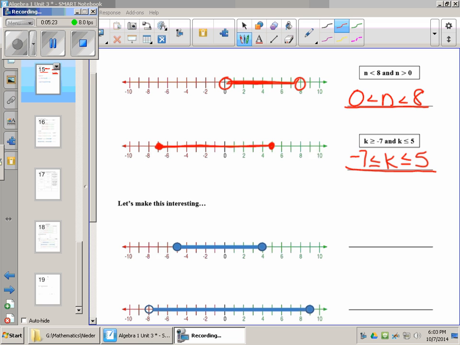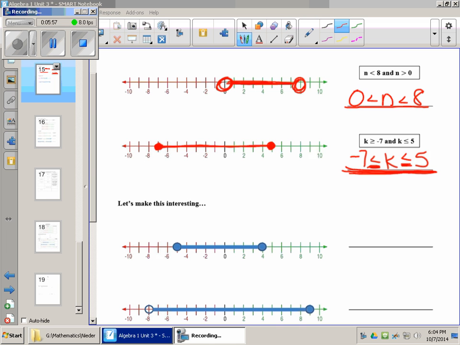All right, so check your answers there. n is greater than 0 and less than 8, so that's all these numbers between 0 and 8, but then notice they are open circles here because we're not including those endpoints, okay? And on this one down here, we've got k is greater than or equal to -7 and less than or equal to 5, so that's all numbers between -7 and 5 here on our graph. Notice the solid circles. Make sure you have solid circles because this time, because of these equal signs, we are including those endpoints there. Okay?